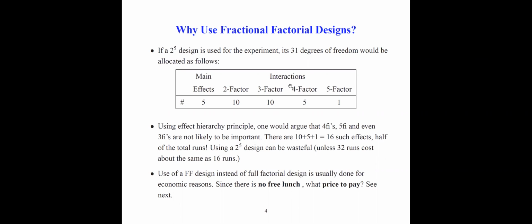So here we have 16 such effects, which is half of the total runs. Using a 2^5 design can be wasteful. Why use the full factorial? Why not just use 16 runs so that we can get some ideas about the main effects and the 2-factor effects at least? And if you're really interested in those higher-order, 3-factor, 4-factor, or 5-factor interactions, you can do more follow-up experiments. So using a fractional factorial design instead of the full factorial design is very economic. But there's no free lunch. What price do we pay?